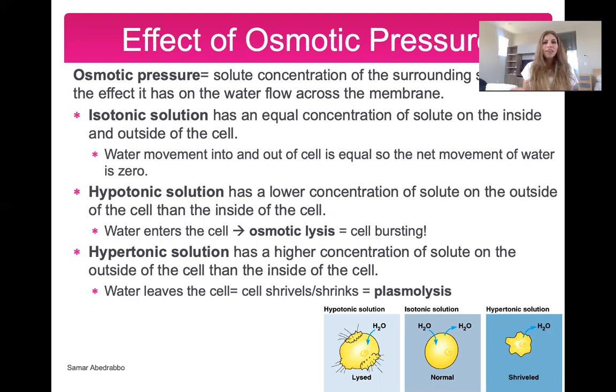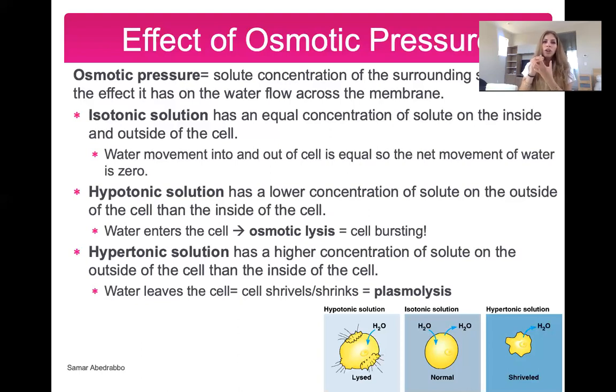That doesn't mean that water is not moving. Water is always moving in and out of cells. It just means that it's going at an equal rate. So whenever you put a cell in an isotonic solution, water is going in and out at an equal rate. If we take a cell and put it in a hypotonic solution, the word hypotonic means that the solution has less salts than the cell, meaning the cell has more salts than the outside solution.